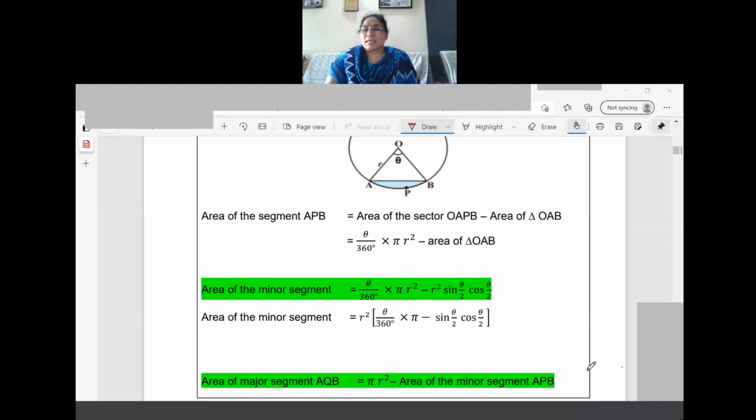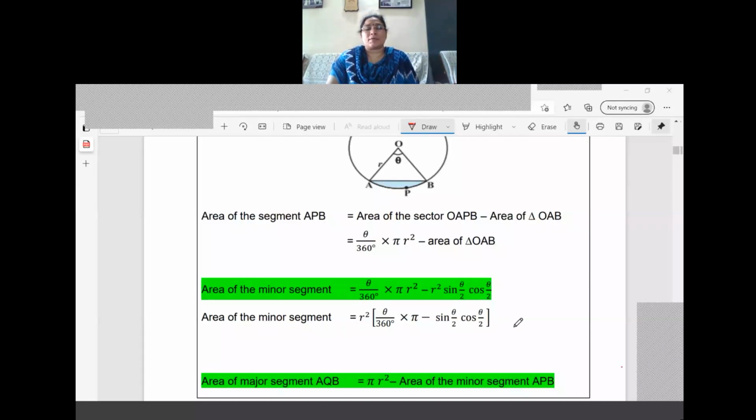We have already seen the formula for the area of the minor segment, the area of the major segment, and two examples. Let me revise the formula we have learned. Area of the minor segment equals theta by 360 into pi r square minus r square into sine theta by 2 into cos theta by 2, or we can say r square into theta by 360 into pi minus sine theta by 2 cos theta by 2.